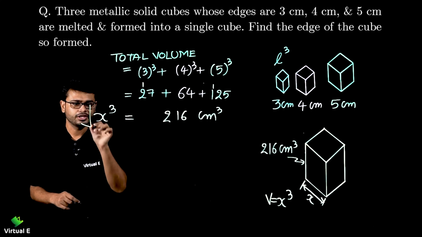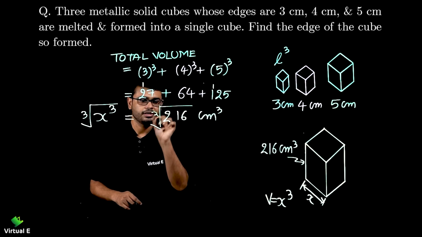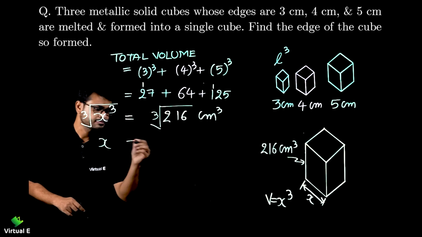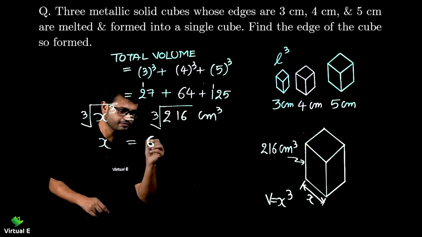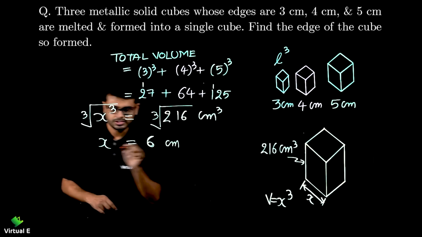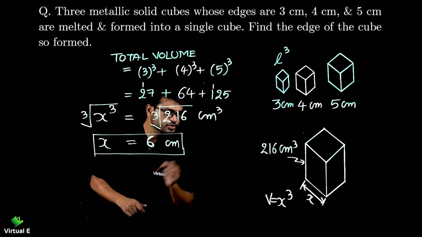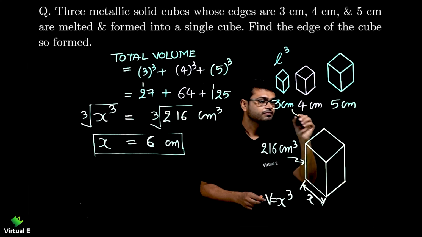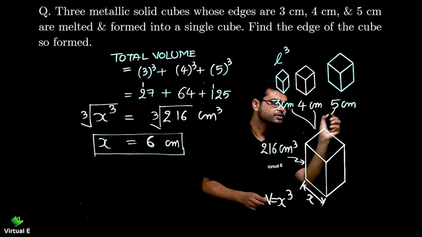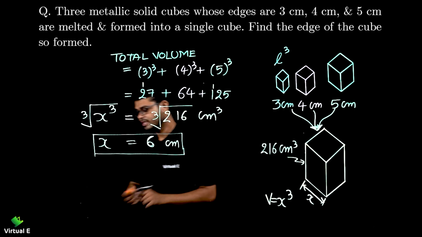So let's take the cube root on both sides. Cube root here as well. So x is equal to 6. Simple, we remember the cube root, that will help you get the answer. So the length of the edge of the cube so formed is what? 6 centimeter. We are going to combine all these 3 cubes into one only. So this is how we get the length of this resultant cube.